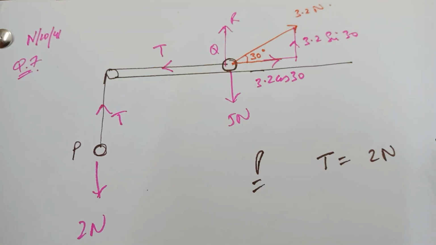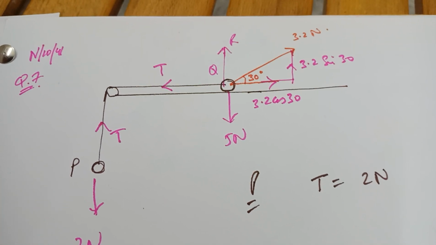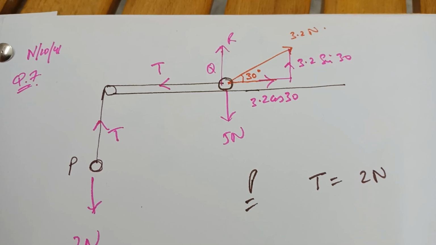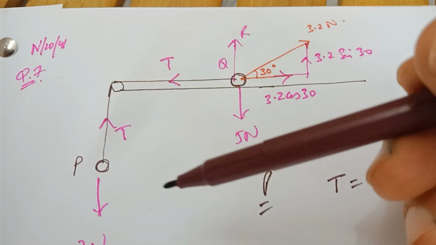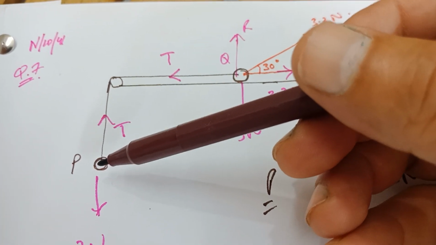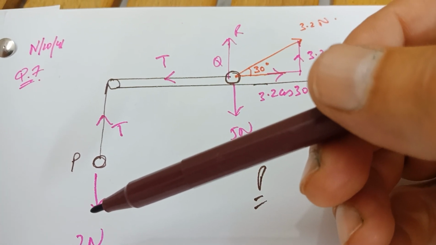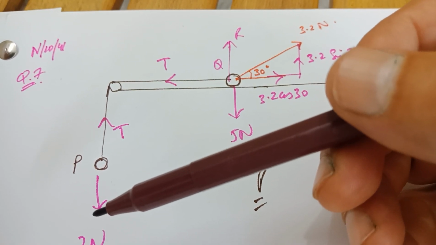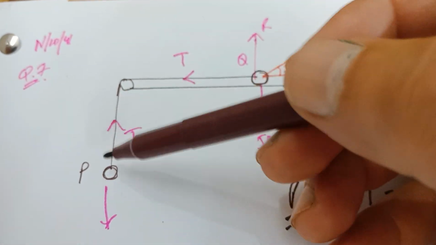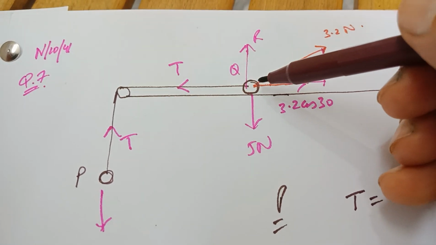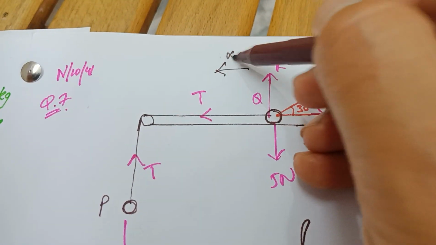Now it doesn't tell us, if it is in limiting equilibrium, whether particle Q is about to move towards the pulley or away from the pulley, or if we look at this particle P, whether P is about to move upward or downward. We are not given anything. It says, yeah, with P about to move upwards. So P is about to move upwards. That means this Q is about to move towards the right side, away from the pulley. So the frictional force would be in this direction.